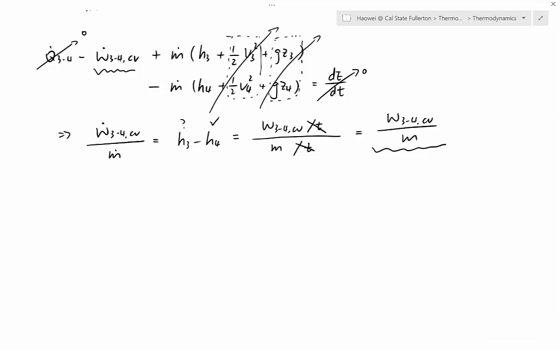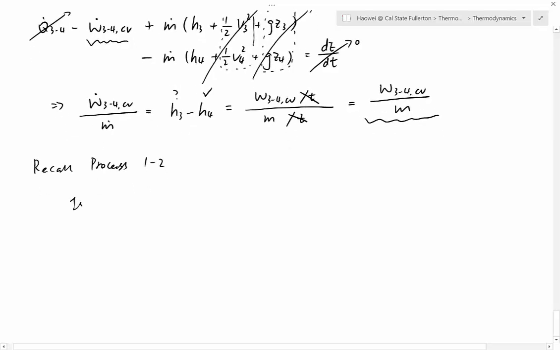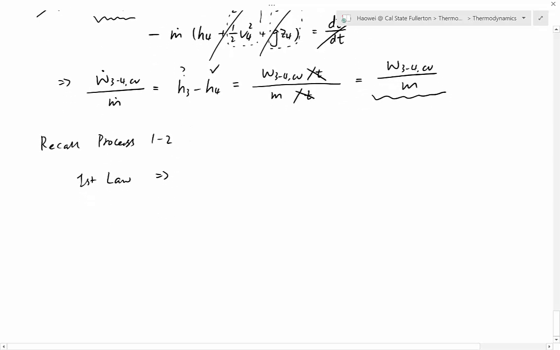We can start from H2 first. And how do we look for H2? We can put it in a process 1 to 2. So let's recall process 1 to 2, and we apply first law to process 1 to 2. The very long version, because process 1 to 2 is the steam turbine, which is a control volume. We apply first law and we simplify first law. What you get is W dot 1 to 2 over M dot is equal to H1 minus H2. This is what we get.